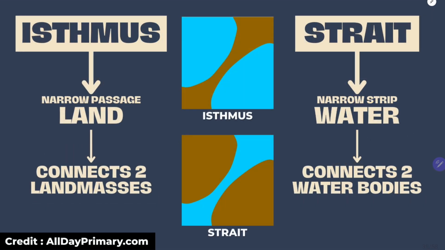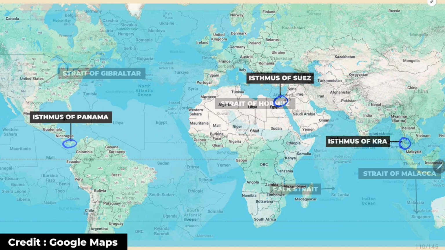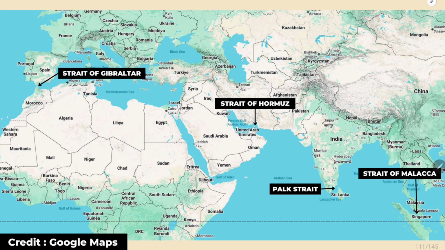Then we saw concepts of isthmus and strait. Isthmus is a narrow passage of land that connects two land masses, while strait is a narrow strip of water that connects two water bodies. We also saw examples of isthmus like the Isthmus of Panama, the Isthmus of Suez, and the Isthmus of Kra. And we saw examples of straits like the Strait of Gibraltar, the Strait of Hormuz, the Palk Strait, and the Strait of Malacca.